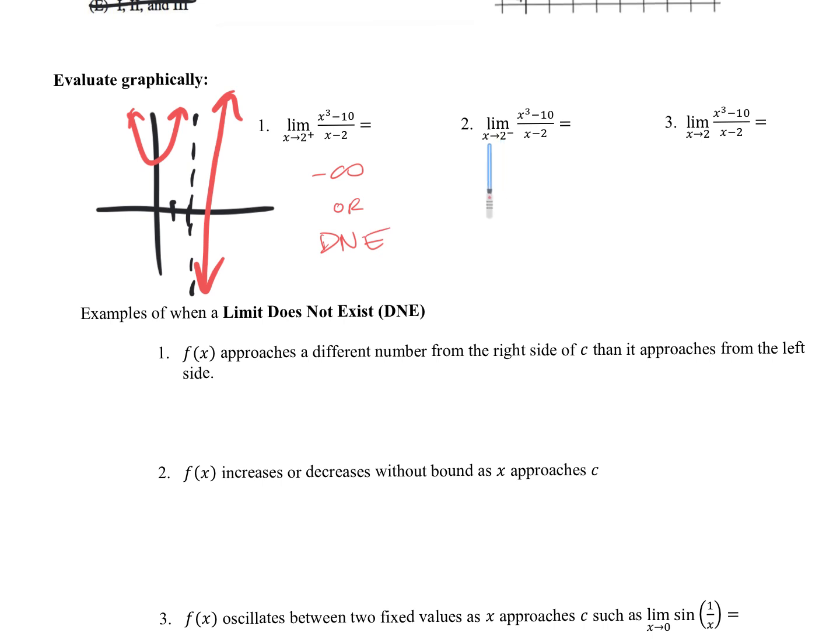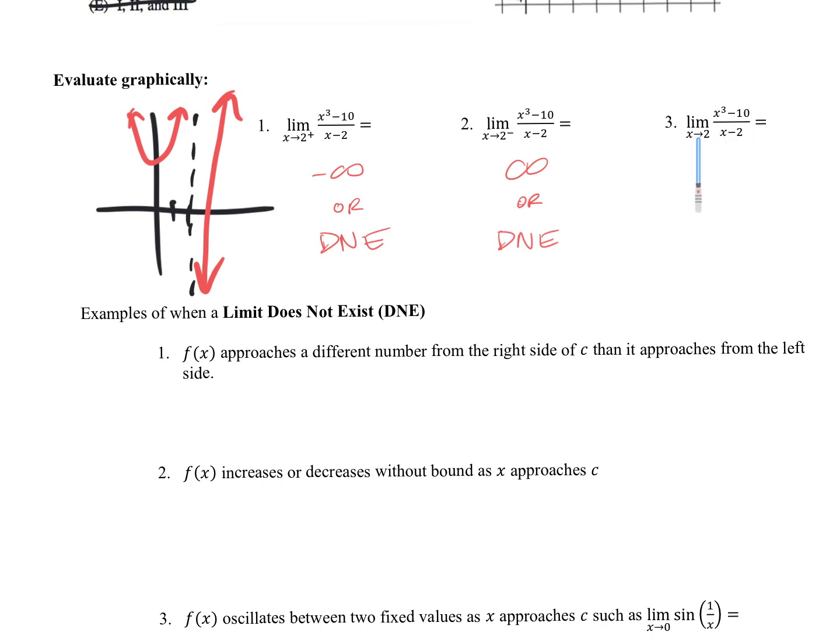How about as I approach 2 from the negative side? Good. It's going to positive infinity, or it's going to does not exist. I will take one or the other. You do not need to write both. AP will also.